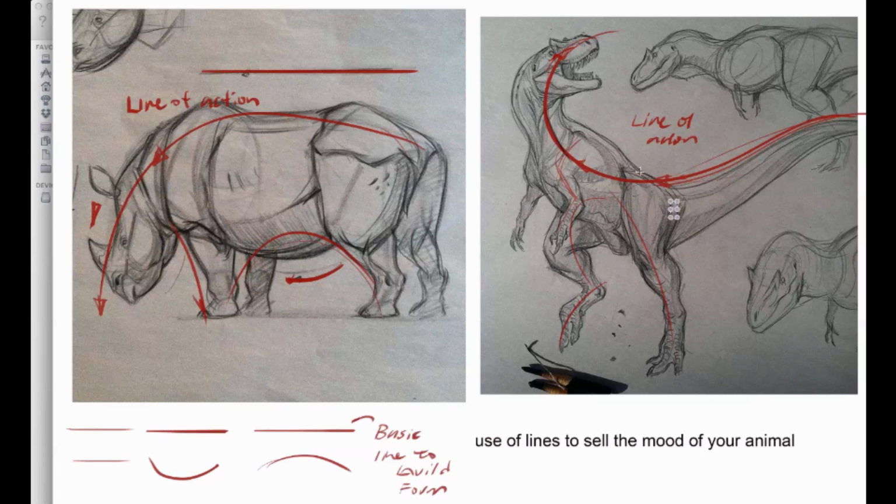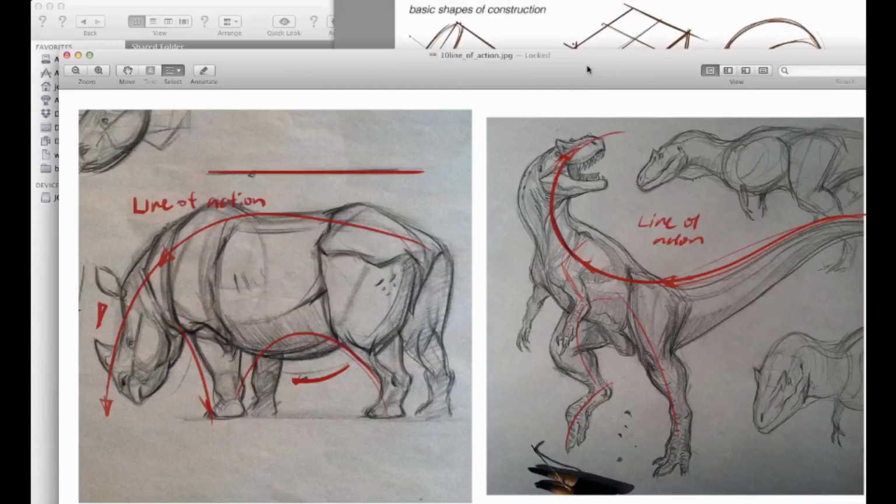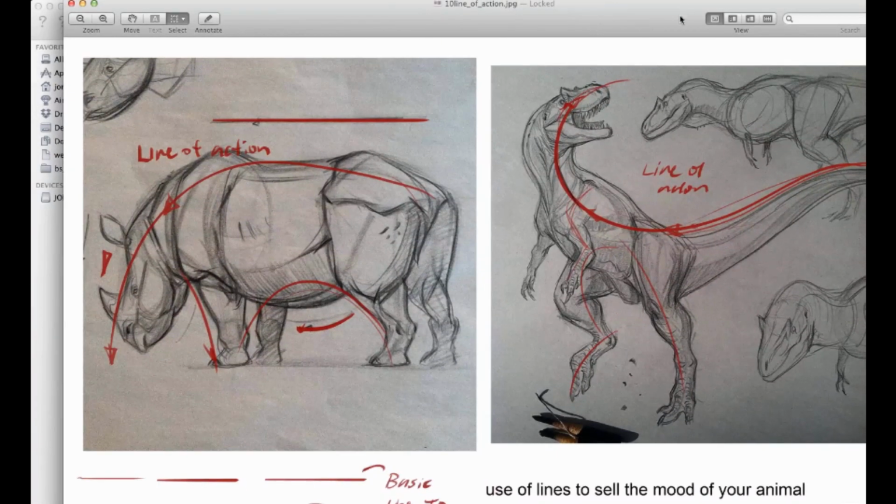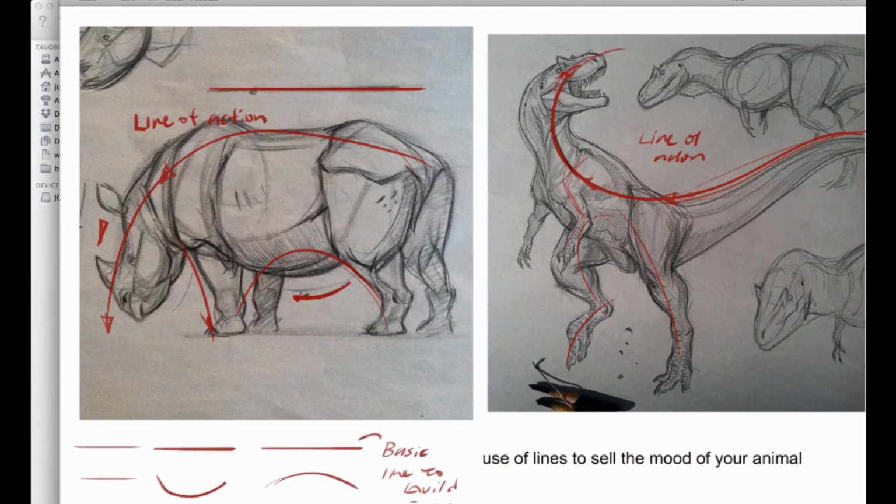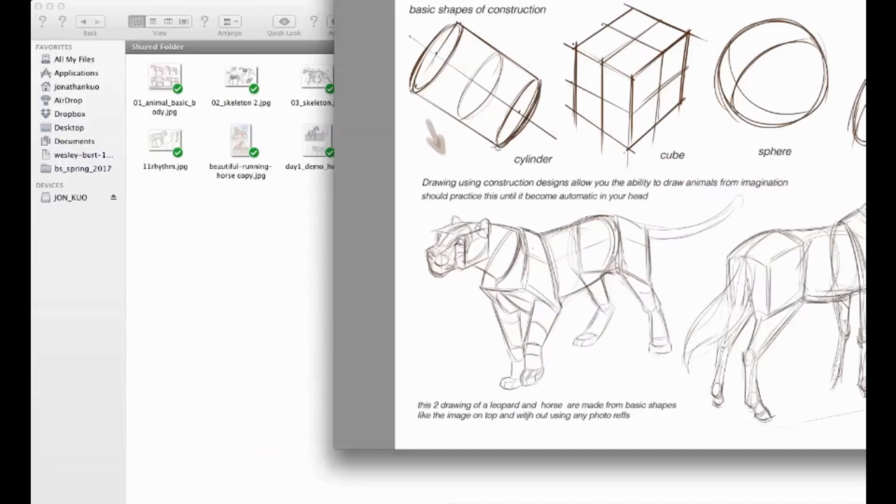Right here the Allosaurus has a swift line of action and feels very springy, and is not pressing down that much weight. It feels very jumpy, selling the fact that it's very agile. So line of action is very important, you can really use that to your advantage, and it also really helps sell weight in lines.